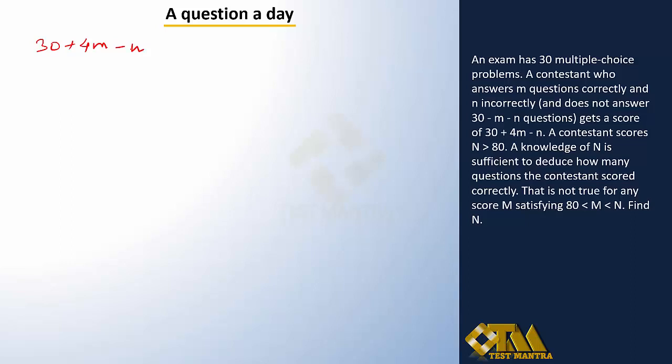A contestant scores N greater than 80. Our knowledge of N is sufficient to deduce how many questions the contestant scored correctly. That is not true for any score M satisfying M less than N but greater than 80. Find N. So that means I need to find out the least value which satisfies the condition here, basically, right? So this is equal to the total mark here.